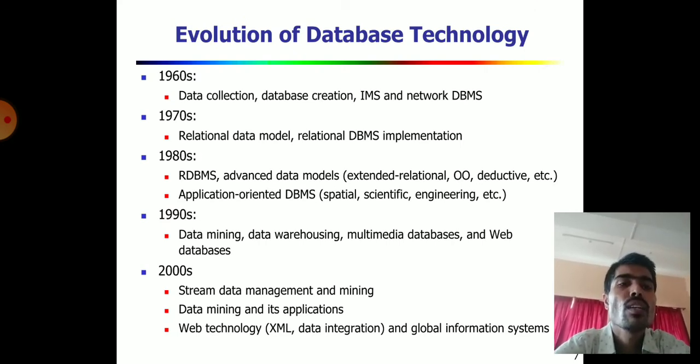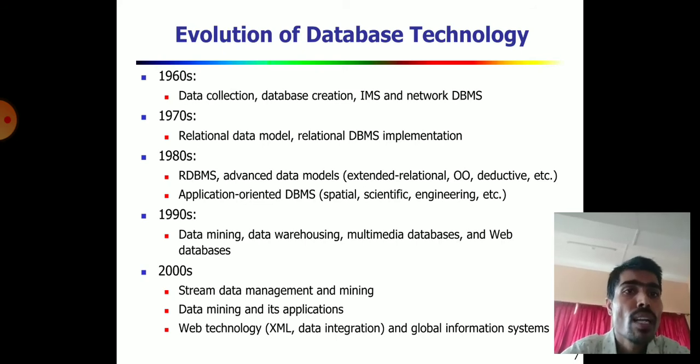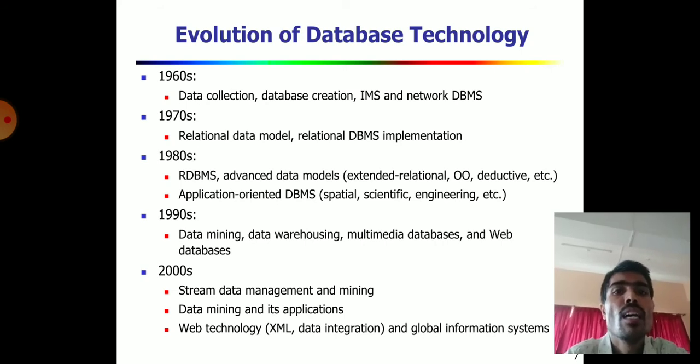Then the evolution of database technology. If we consider database technology evolution, in the 1960s data collection, data creation, IMS and network DBMS are there. In the 1970s relational data models, relational databases and DBMS implementation are there. Then in the 1980s, advanced data models are there: extended relational, object oriented, deductive, etc. Application oriented DBMS is there: spatial, scientific, engineering, etc. In the 1990s data mining, data warehousing, multimedia databases and web databases are there. And in 2000 stream data management and mining is there, data mining and its applications, web technology, that is XML, data integration, and global information systems.